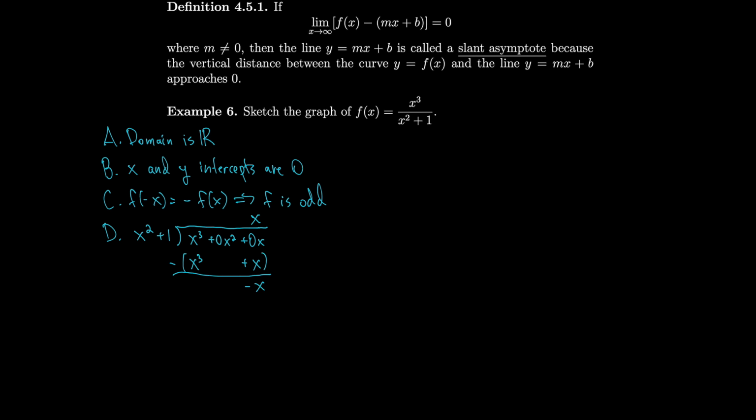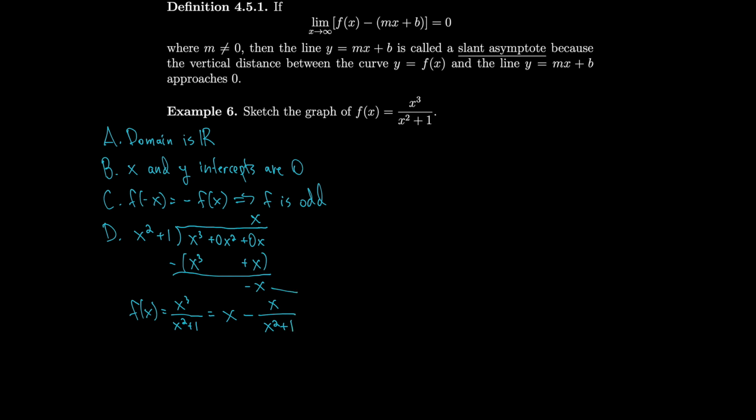So that means that x cubed over x squared plus 1 is the same thing as x plus minus x over x squared plus 1. So f of x equals x cubed over x squared plus 1 is equal to x, instead of plus minus, I'll just do minus x over x squared plus 1.